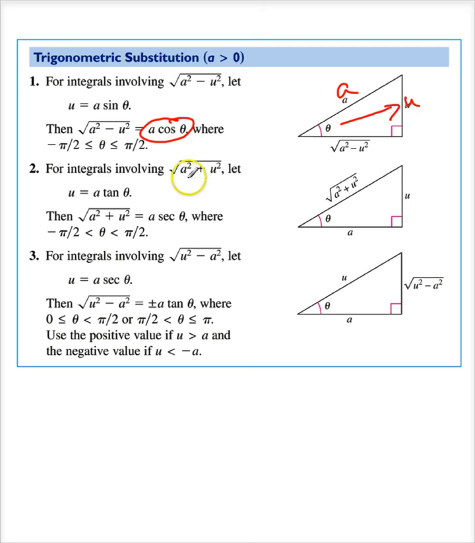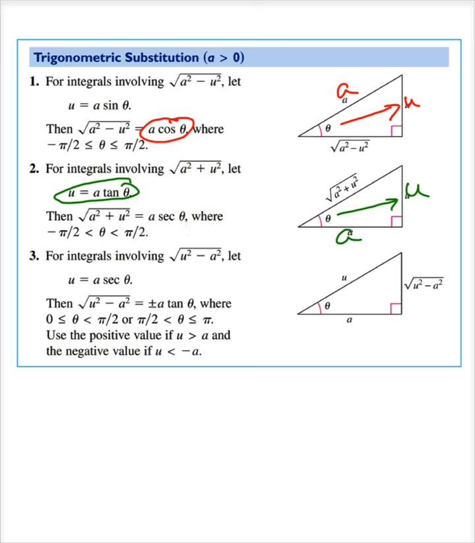Now you have a square root of a squared plus u squared. Let u be opposite the angle, a adjacent, and then the hypotenuse will be the square root of a squared plus u squared. You're going to make the substitution that u equals a tan theta, and you know that the square root of a squared plus u squared is a secant theta, where again you restrict your domain.